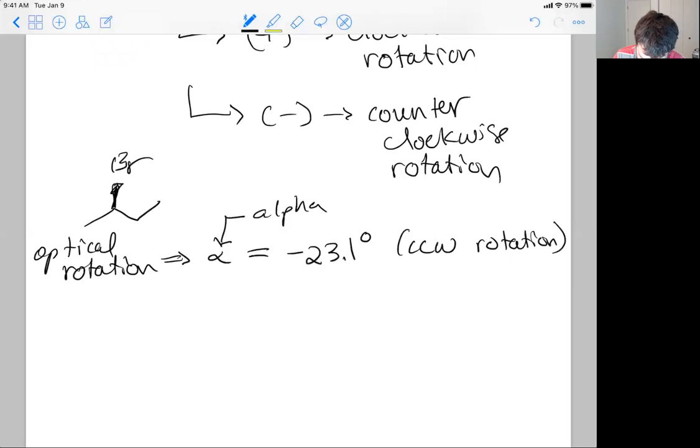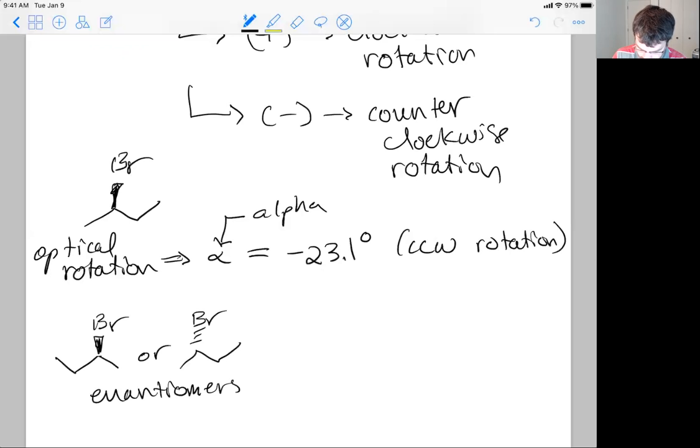And if we drew the enantiomer, okay, so that's a mirror image of that structure. Or maybe you want to keep it in the same orientation, but just flip all of the wedges to dashes and vice versa. There's only one wedge, so we'll just flip it to a dash. Those two, the enantiomers, have an alpha equal to plus 23.1 degrees, and that's a clockwise rotation. So down here, this would be the positive enantiomer.